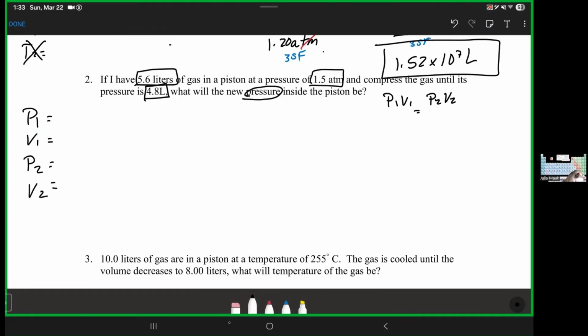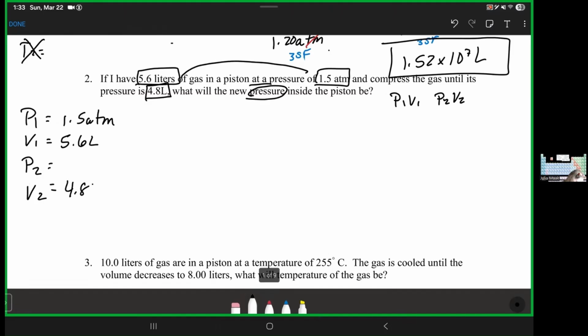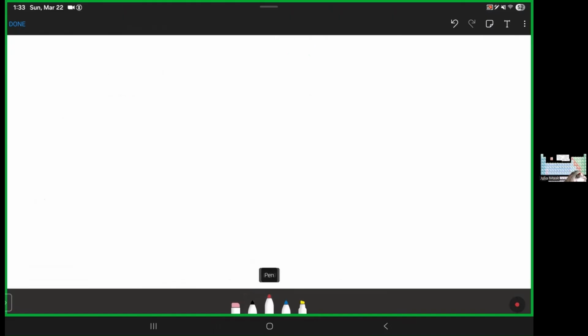So we're ignoring that temperature because temperature was never mentioned. So my first volume is 5.6 liters, in that same sentence at a pressure of that volume, a pressure of 1.5 atm. We have our second volume, 4.8 liters, and this second pressure is what we're looking for. That's our question. Okay, so we are isolating our P2. Oh, that was interesting. Let me fix that. I don't know what happened there.